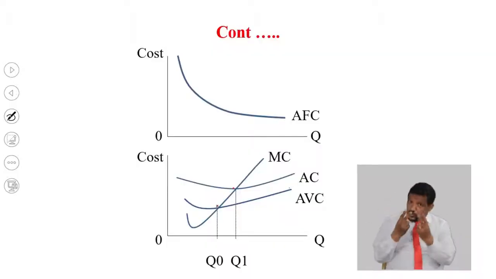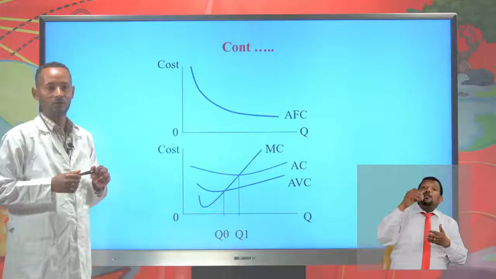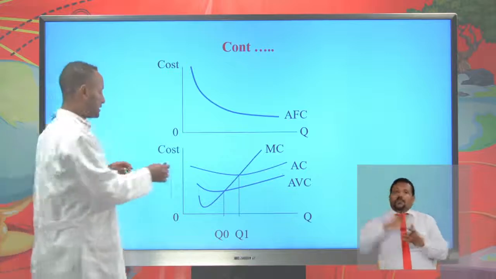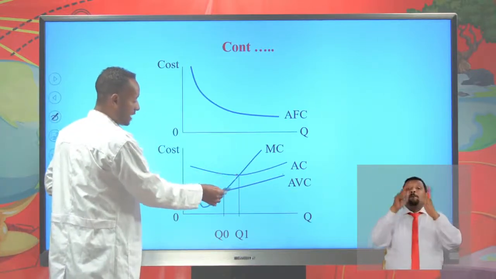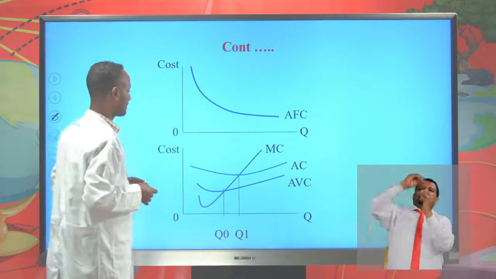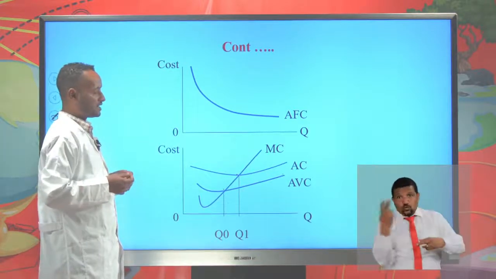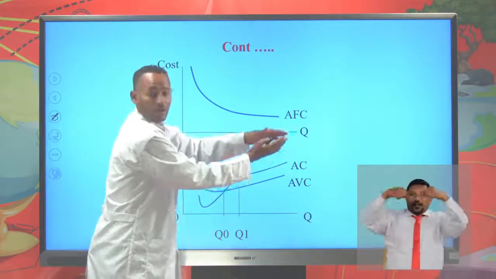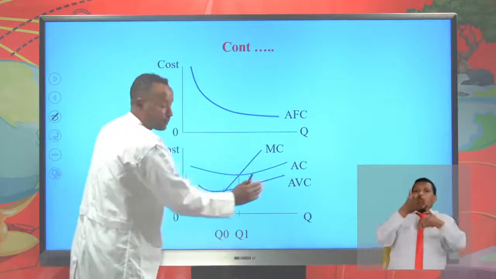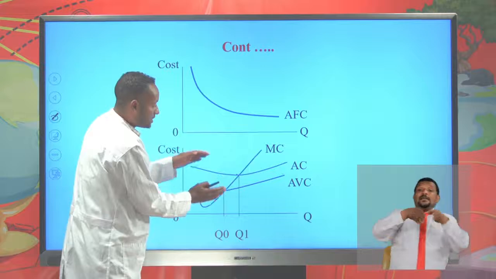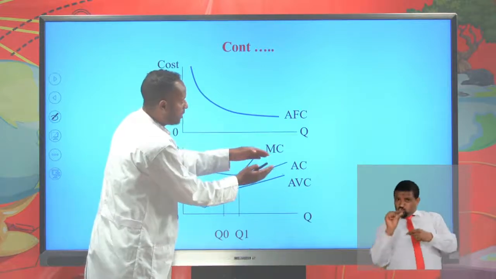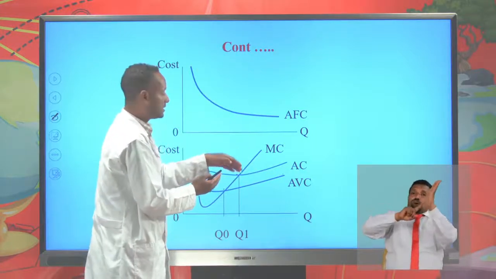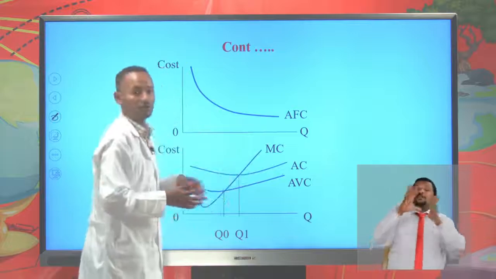When we see the patterns, both AC and AVC are similar. The patterns of AC and AVC are U-shaped. Initially, they decrease, reach their minimum point, and then they increase. Another relationship between the AC and the AVC: the gap between the average cost and the average variable cost curve becomes smaller and smaller as the level of output increases. The gap becomes smaller and smaller because the AFC curve continually declines, since the AC is the sum of the AVC and the AFC.